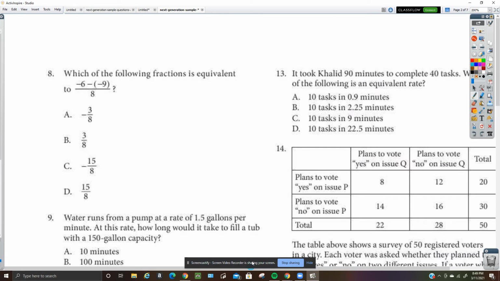Which of the following fractions is equivalent to this expression here? So negative 6, and then the opposite of 9 is plus 9, over 8. Negative 6 plus 9 is 3 over 8. Letter B.